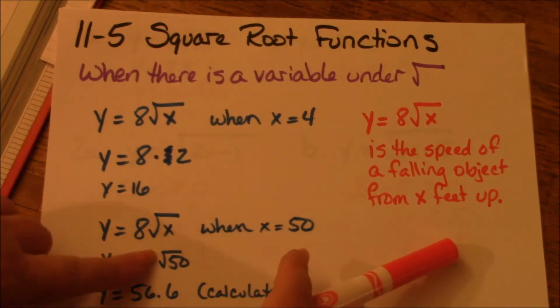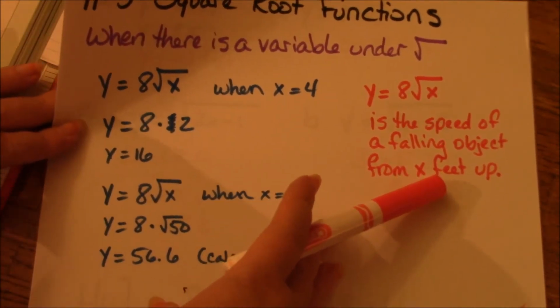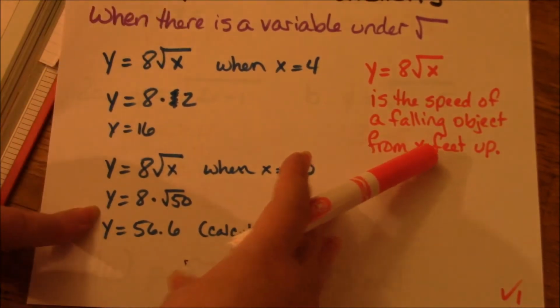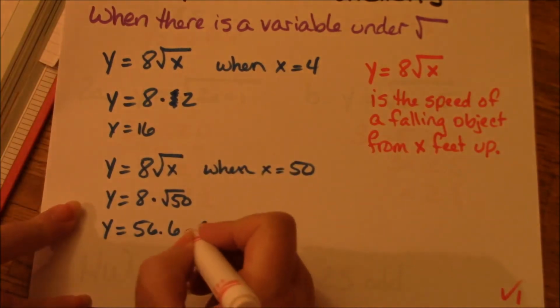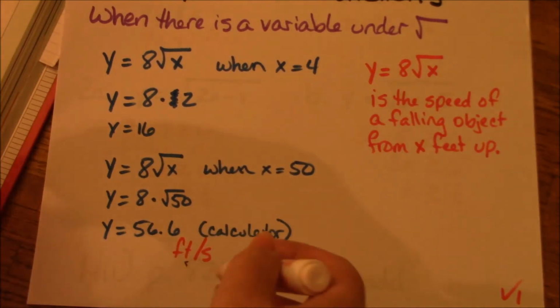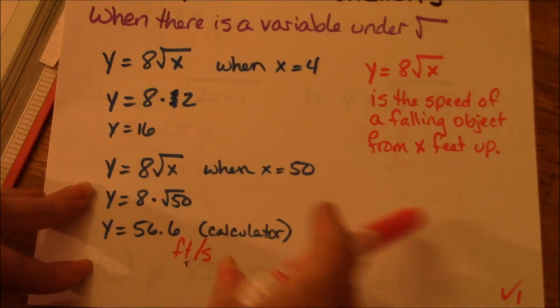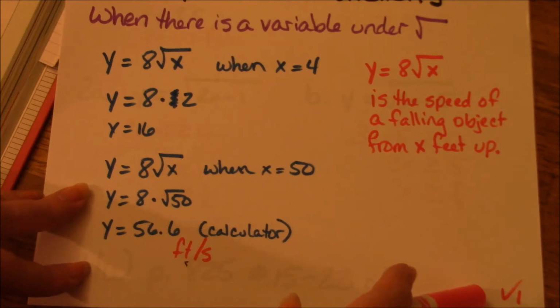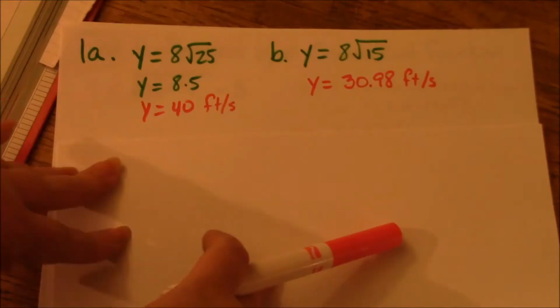And when x equals 50, the speed when it hits the ground is 8 times the square root of 50, and that's when you have to get a calculator out. And our unit is feet per second for these kinds of problems. So I'd like you to pause here and give a couple of them a shot. They're pretty quick and simple. Try Check It Out number 1. Come back when you're done.